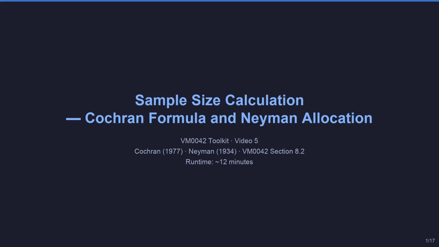Here's a scenario I've seen more than once. A project team calculates their required sample size. They estimate the coefficient of variation at 18%, run the Cochran formula, get n equals 15 samples per stratum. They collect 15 samples. The VVB reviews the monitoring report.